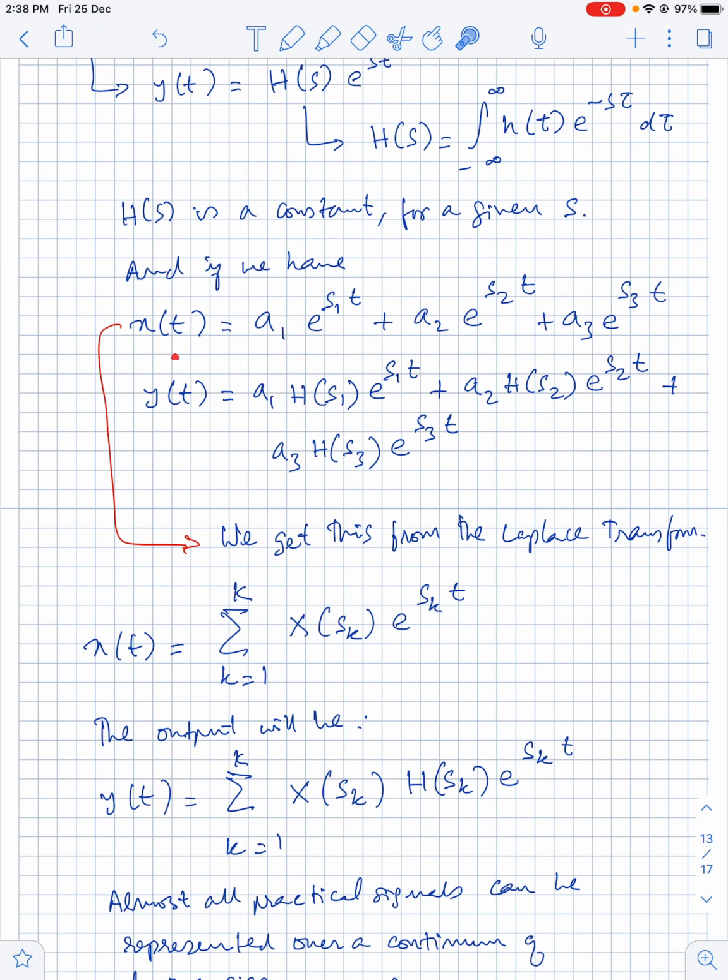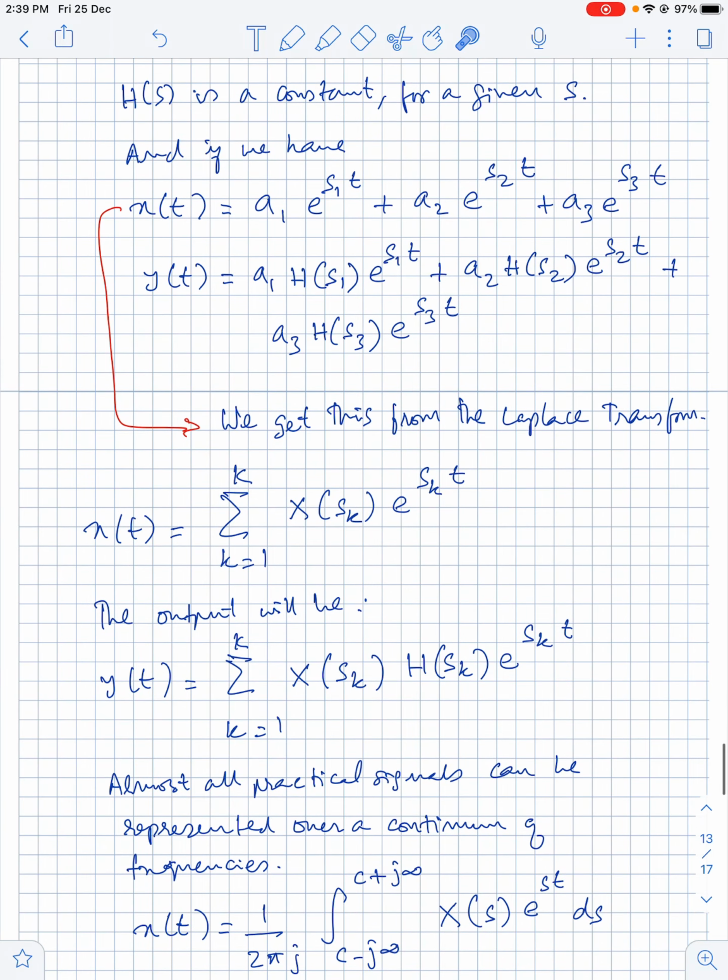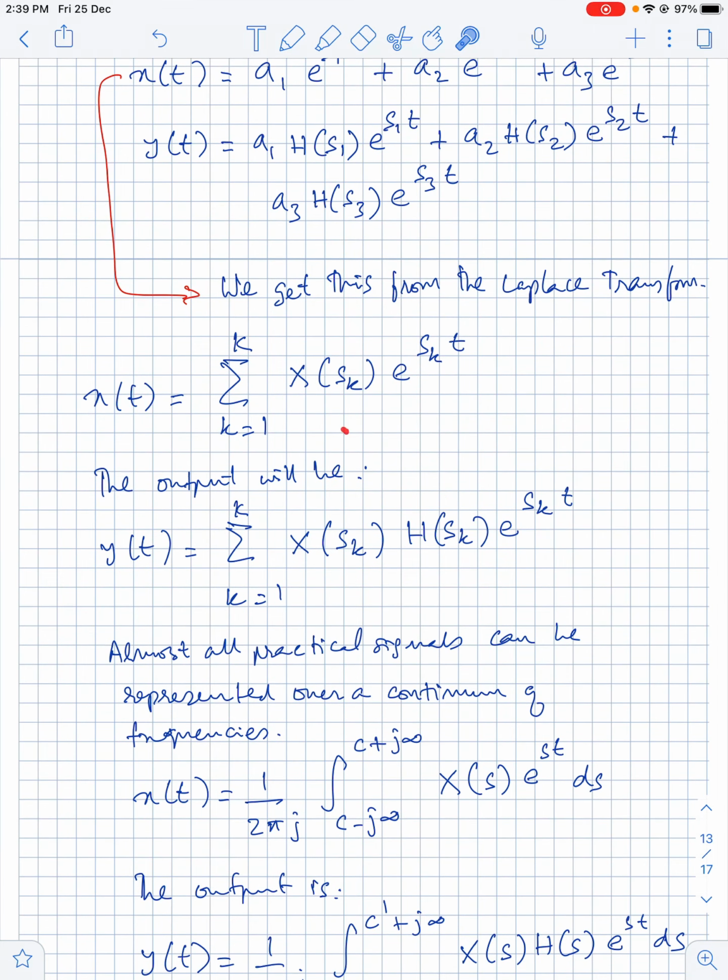How do we represent an x in terms of these complex exponentials? That is the decomposition provided to you by the Laplace transform, and you can extend this to k different inputs, k different complex exponentials. You can represent x of t in terms of k different complex exponentials.